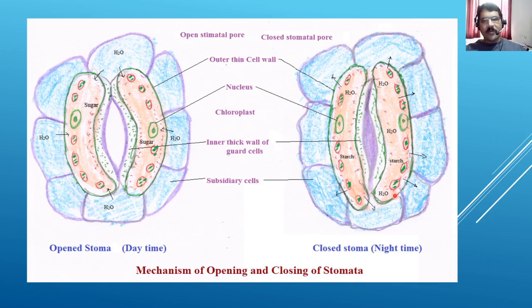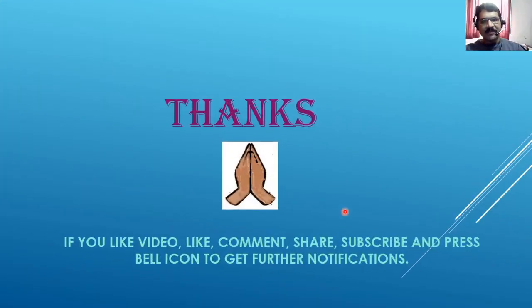So when starch is present in guard cells, then stomata will be closed, and when sugar is present in the guard cell, then stomata will be open. So in this way there is a mechanism of opening and closing of stomata going on in the plants. So this is the mechanism of opening and closing of stomata. Thanks for your attention.